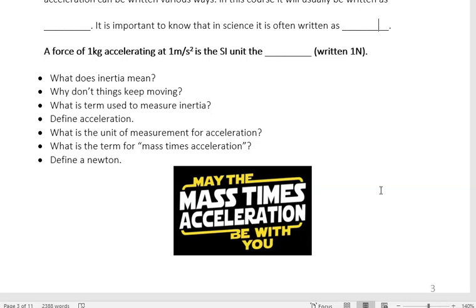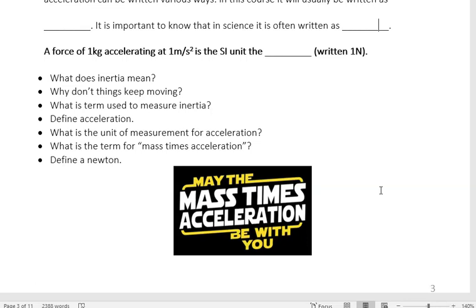Okay, what is the unit of measurement for acceleration? Meters per second squared. Exactly right. Meters per second squared. Meters per second per second is also another way of saying that. Or ms to the power of negative 2.